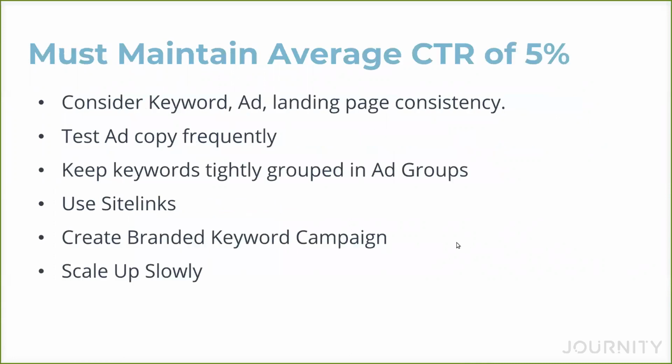You must maintain an average click-through rate of 5%. So this comes back to, again, considering your keywords, your ads, and your landing pages and making them consistent throughout. Testing your ad copy: you do have to have 2 ads per ad group. So look at those regularly and see which one has the highest click-through rate, remove the lowest performing one, and add in a new one to try to beat the current champion.